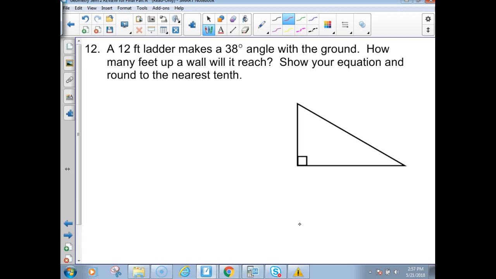12, I have had issues with people not knowing where ladders go. Maybe you never had to use a ladder. If you have to use a ladder and you want to know how far up a wall it's going to reach, where's the wall? Is this the wall? Is this the wall? This is the wall. I want to know how far. Then where's the ladder? I have people putting the ladder here.